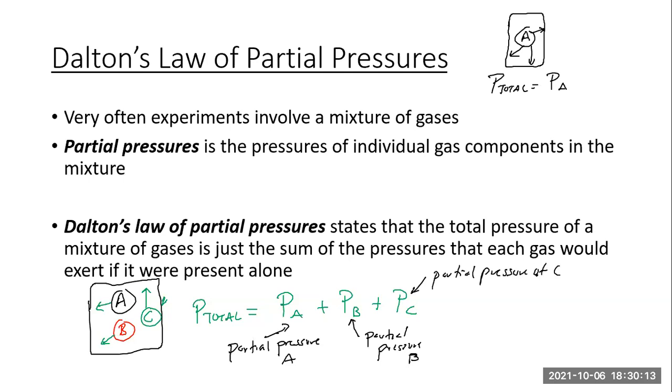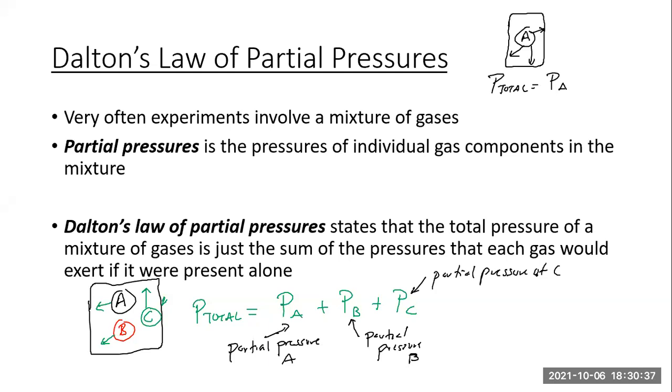Because not one gas is responsible for the overall pressure that we see in that container, and they all contribute to it, they are referred to as partial pressures, because when we add them all together, that gives us the total pressure of that container. Any questions on that there?